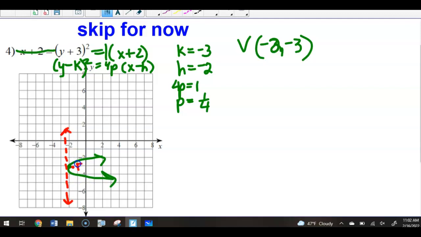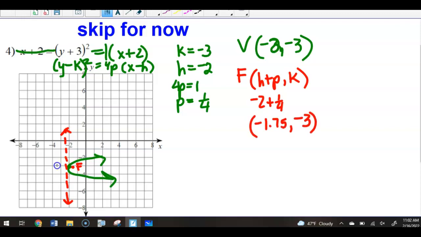That's the conceptual definition. So in terms of writing the equation, when it goes sideways, the focus equation is h plus p comma k, which would be -2 plus 1/4, which if you do in your calculator is -1.75, and then k is still -3. So you go a little bit less than 2 and down 3, and you can give me any version of that decimal. And then the directrix, the equation is x equals, because it's a vertical line, and it's h minus p.